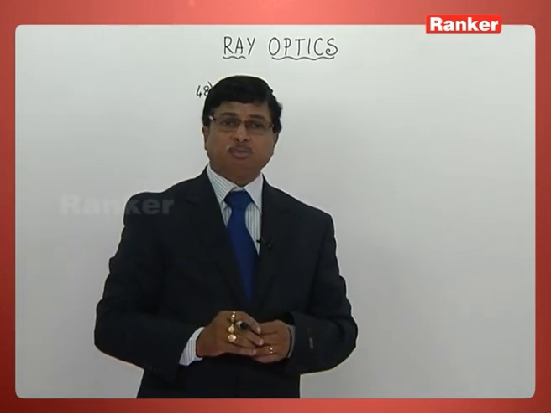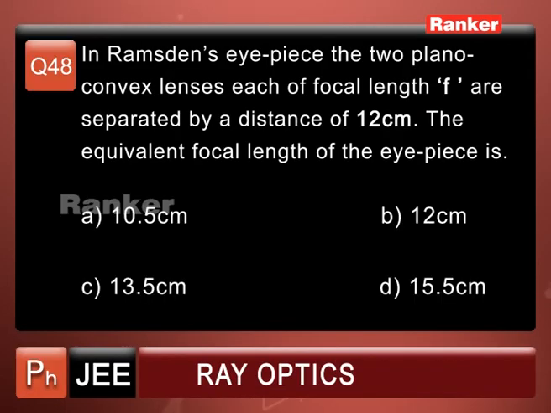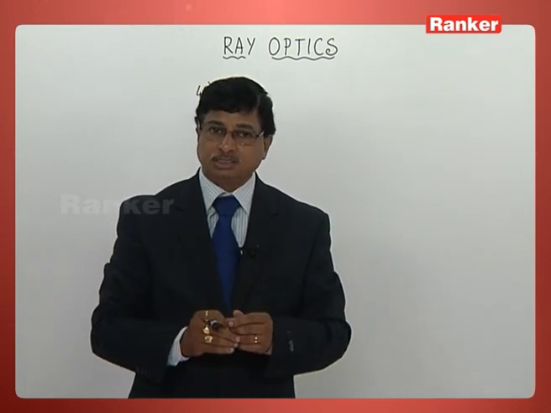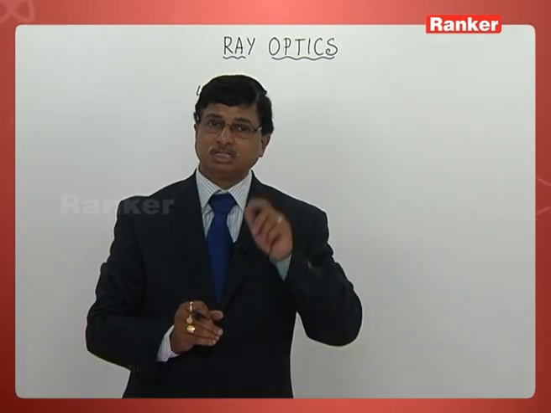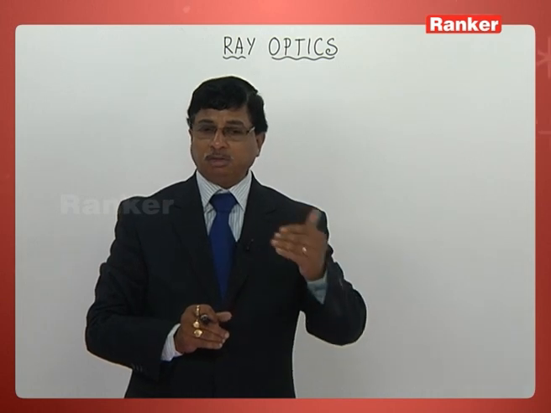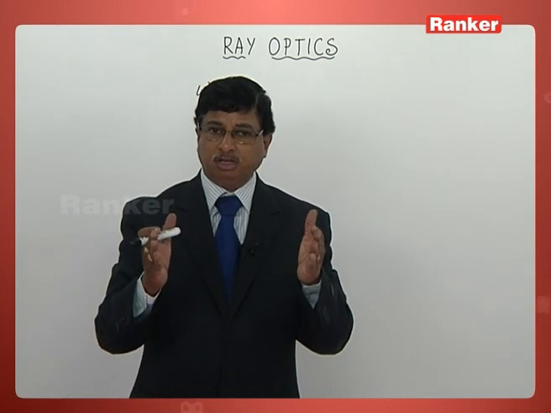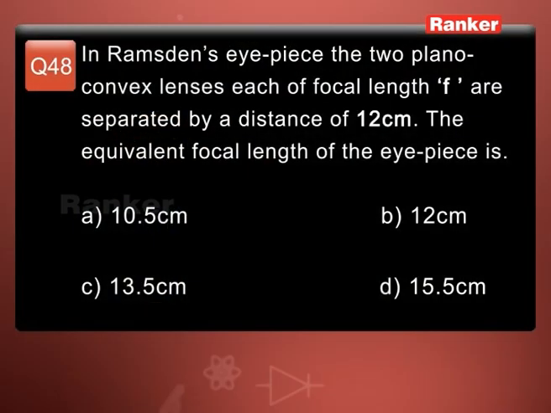Look at the next number, that is problem 48. In Ramsden's eyepiece, the two plano-convex lenses, each of focal length f, are separated by a distance of 12 centimeter. Can't you understand the distance between the two lenses taken in Ramsden's eyepiece? Is it not called length of Ramsden's eyepiece? So, what is going to be that length formula? 2f by 3, that is the distance of separation between field lens and eye lens in the case of Ramsden's eyepiece.